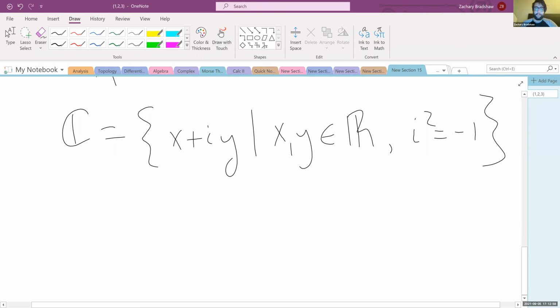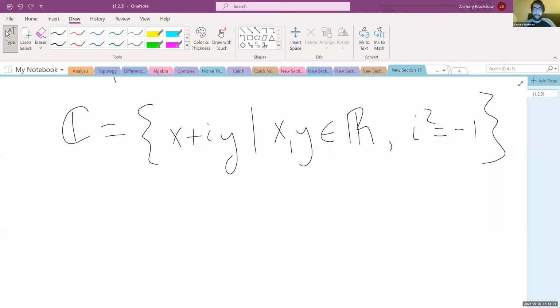So the complex numbers are all the numbers of the form x plus iy, where x and y are real, and i squared is defined to be -1. So if you like, you can take i equal to the square root of -1. But this is the important property that we care about. So what can you do with these?